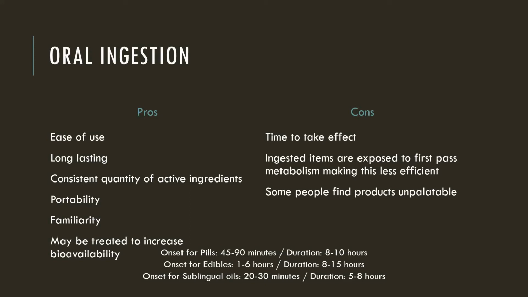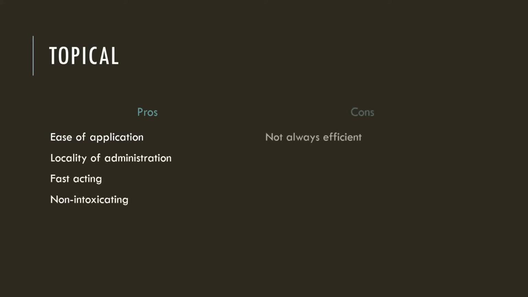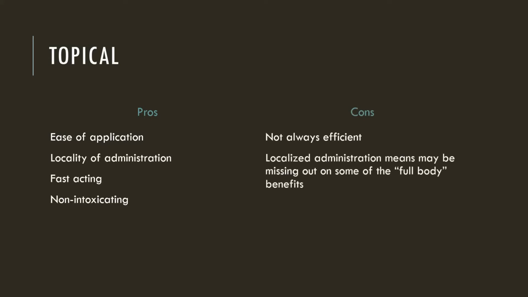Some of the benefits of topical products are that they're very easy to apply, and you can apply them directly where the relief is needed. They're also very fast acting and they're non-intoxicating. However, they're not always the most efficient, and localized administration means that we may be missing out on some of the full body benefits, the entourage effect, if you will. Some topical products are also not always as portable. The onset is quite quick, between 5 and 10 minutes, and they may last between 8 and 10 hours.